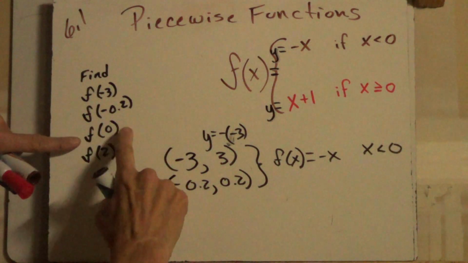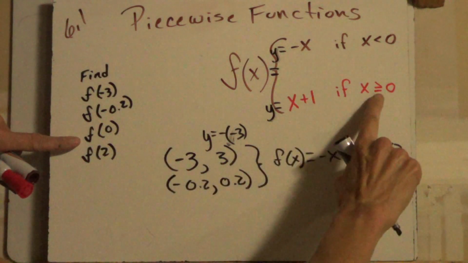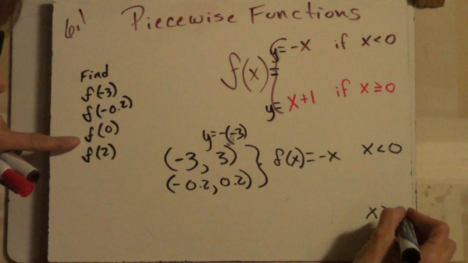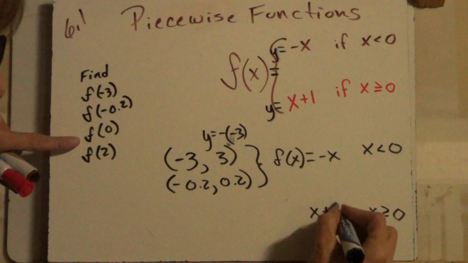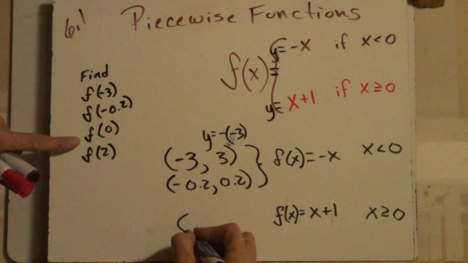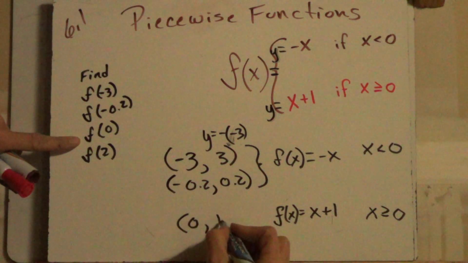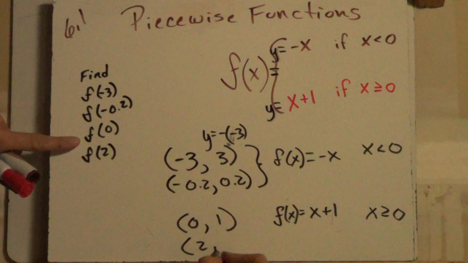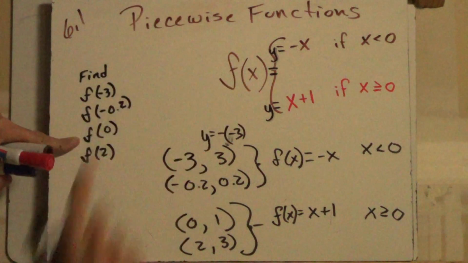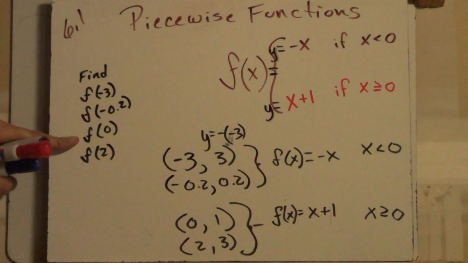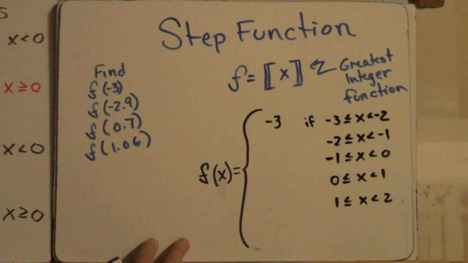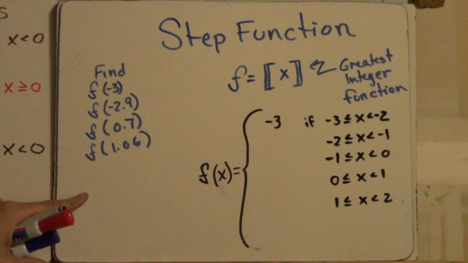Now on the next ones, 0 and 2, they fit the parameters of this domain. So x is greater than or equal to 0, then we do x plus 1. So for these, when we plug them in, we're going to have 0 plus 1 is 1. 2 plus 1 is 3. So they fit this rule. A piecewise function is simply two different function rules or more in one graph or in one problem.